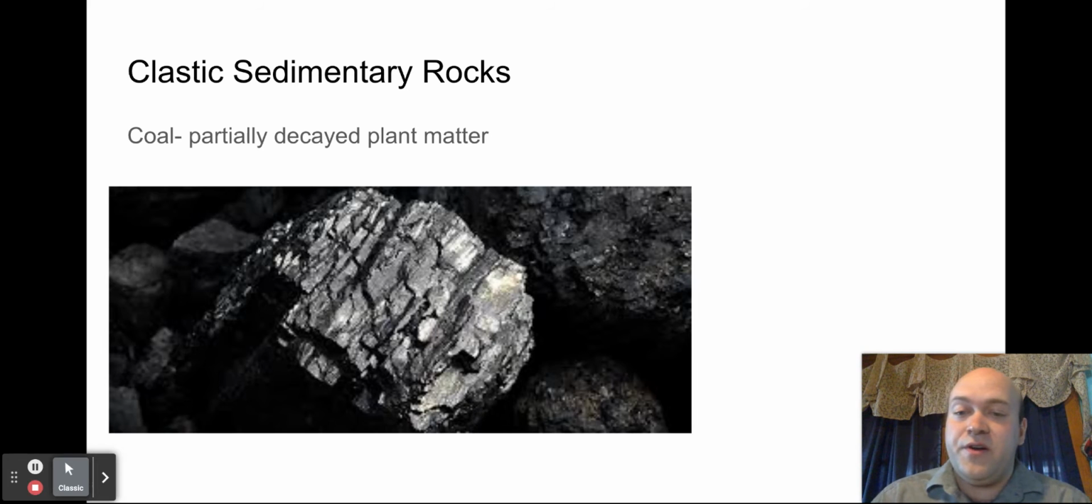Coal is another one that we've all heard of. Coal is almost in a category of its own, being biological in origin, but it's just compacted and partially decayed plant matter. So wherever we have coal deposits, at one point in the past, there would have been tropical conditions to allow for the buildup of all that organic material.